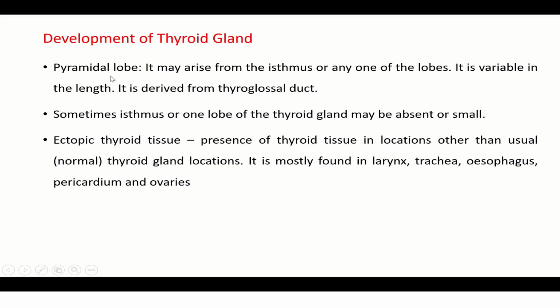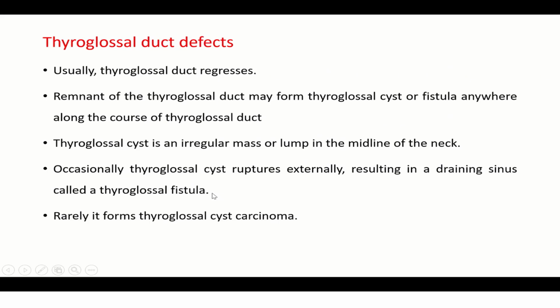Now the pyramidal lobe. It may arise from the isthmus or either of the lobes. It is variable in length and is derived from the thyroglossal duct. Sometimes the isthmus or one lobe of the thyroid gland may be absent or small. Ectopic thyroid tissue is the presence of thyroid tissue in locations other than the usual thyroid gland migration route, namely in the larynx, trachea, esophagus, pericardium and ovaries.